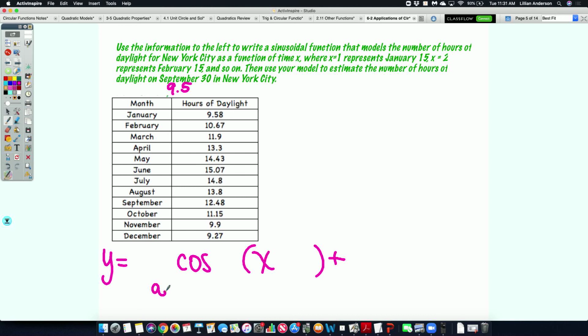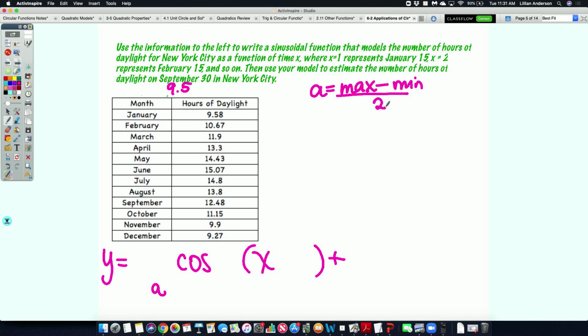Max minus min divided by 2. I need to know what my maximum number of hours of daylight is and my minimum number of daylight hours, and then divided by 2. Now, this is an estimate. As you can tell by the hours of daylight, they're not symmetrical, okay? But that's fine. It's an estimate.